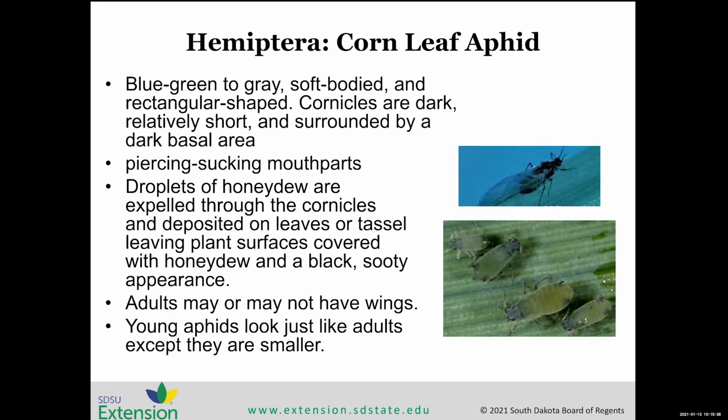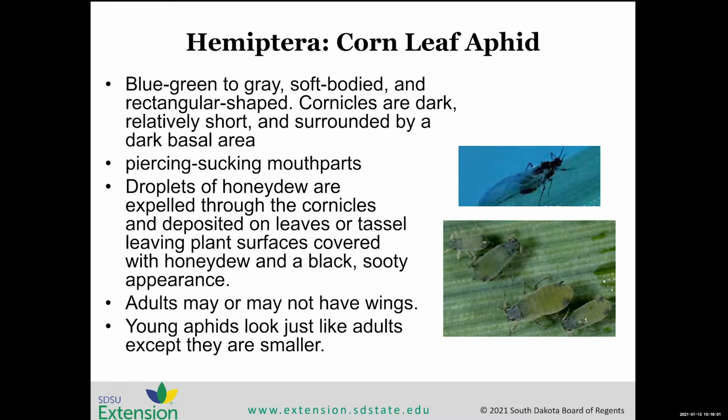The aphids have a piercing-sucking mouth part, so they pierce the epidermis of your corn plant and suck the phloem out. Once they suck that phloem out, droplets of honeydew are expelled through those cornicles, those tailpipes there, and deposited on leaves or tassel, leaving plant surfaces covered with honeydew and a black, sooty appearance.